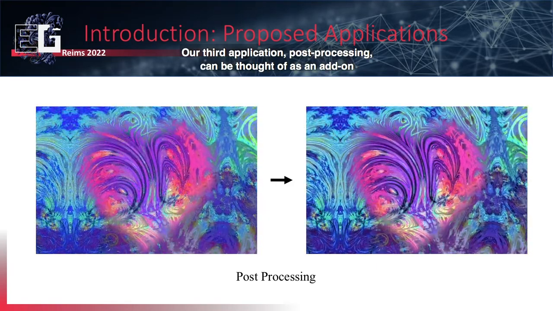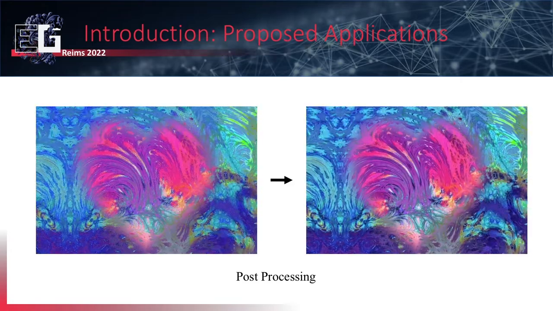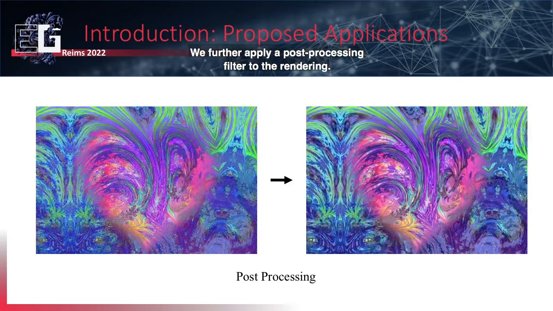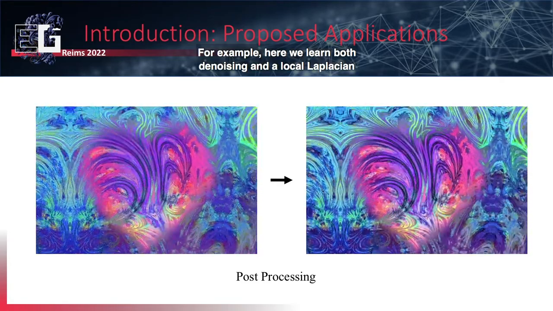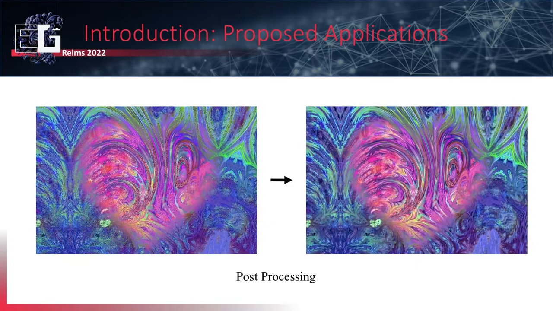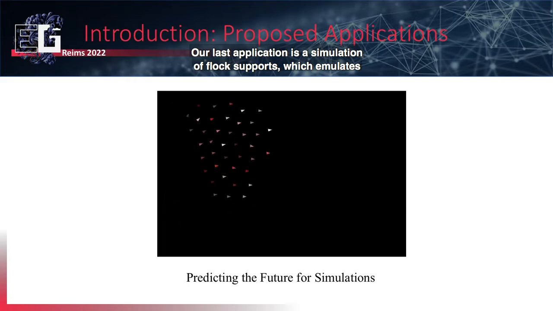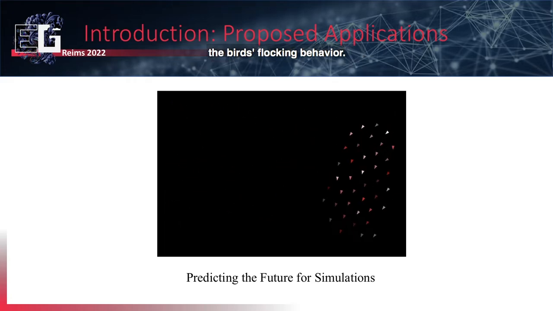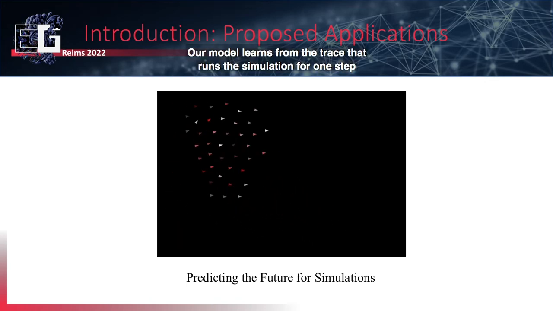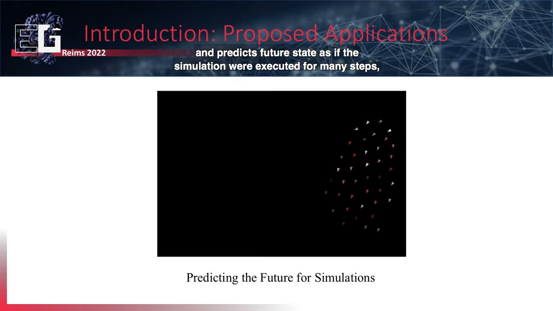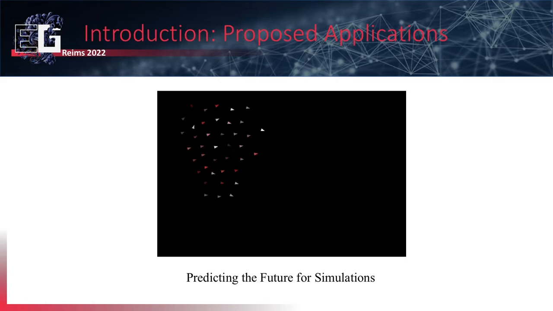Our third application, post-processing, can be thought of as an add-on to the previous 2 applications. We further apply a post-processing filter to the rendering. For example, here we learn both denoising and the local Laplacian filter at the same time. Our last application is a simulation of flocks of birds, which emulates the birds' flocking behavior. Our model learns from the trace that runs the simulation for 1 step and predicts the future state as if the simulation were executed for many steps.